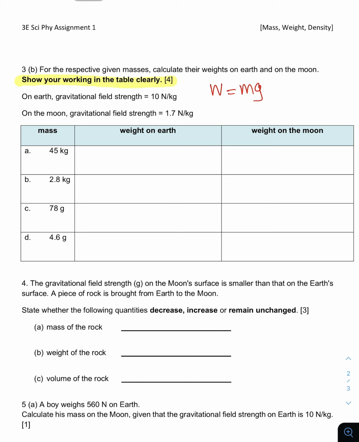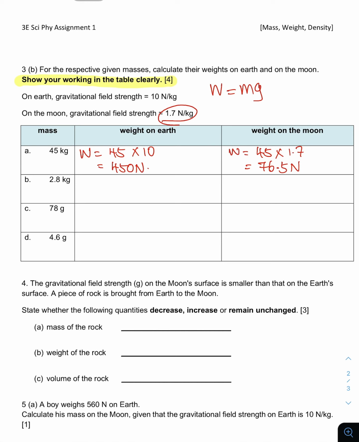Let's do A first. W equals mg. So m in this case is given as 45, g is 10. Very straightforward. This is 450 Newton. So let's do the same for the weight on the Moon. W equals 45, but the g on the Moon is not the same as that on Earth. It is 1.7, given by this question over here. So let me recall, this is, I think, 76.5 Newton.